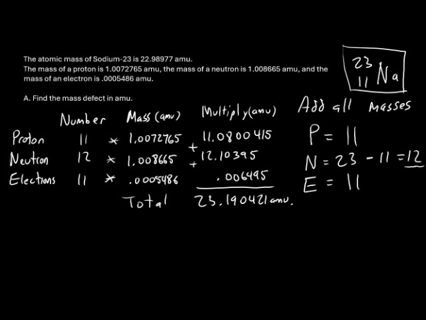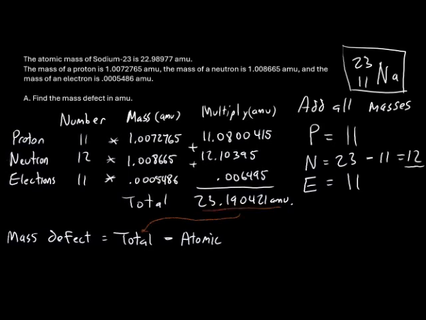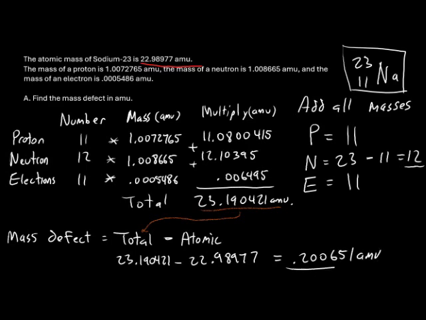Now to find the mass defect, we'll take the total mass minus the atomic mass. We'll copy our total mass from the previous step, where it says total here, and we'll subtract the atomic mass we were given above. When we subtract, we will get 0.200651 AMU for our mass defect. We can label this as delta M. That will stand for mass defect. We'll carry that mass defect forward into the next part of the question.